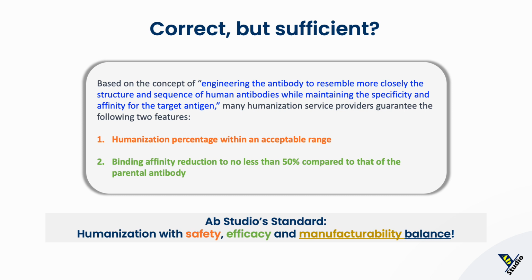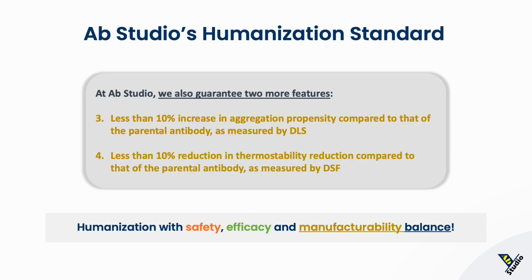Antibody humanization at AB Studio has a new standard. This is humanization with safety, efficacy, and manufacturability balance. As a result, we can guarantee this new feature other than the two features most other service providers can guarantee. We also guarantee two more features.